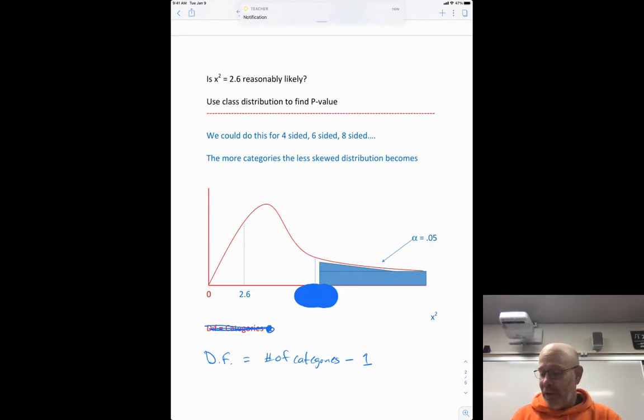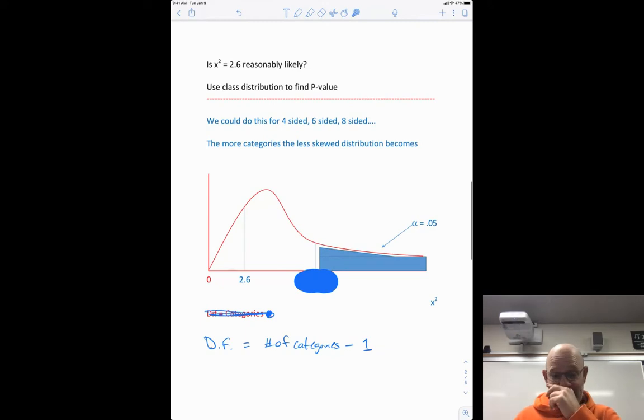First of all, the more categories we have, the less skewed this distribution becomes. We did one with 6 categories. You could do it with 4 or 6 or 8 or whatever. The more categories, the less skewed the distribution is, so the cutoff will change. We have this thing called degrees of freedom, just like we did for a t distribution. The degrees of freedom here is the number of categories minus 1.